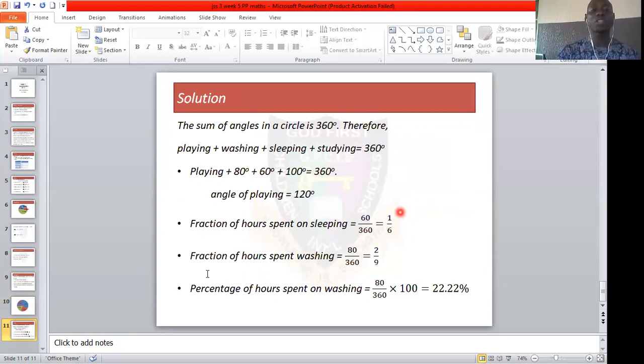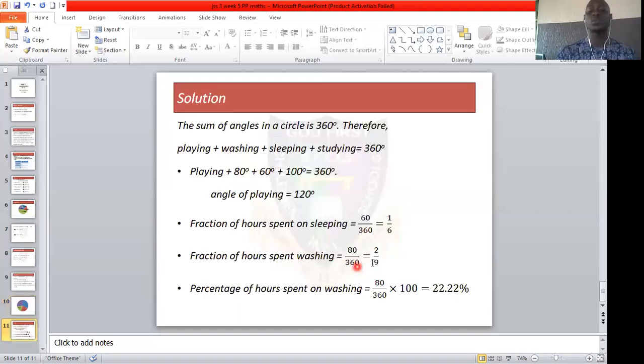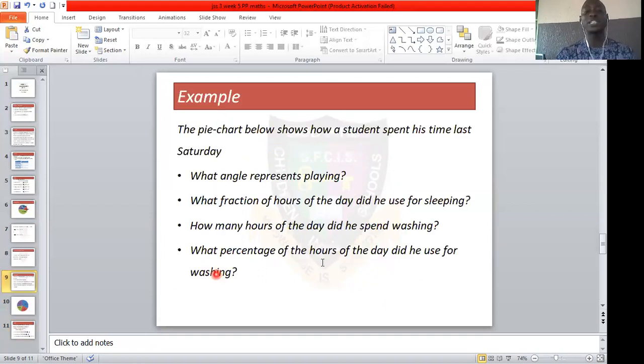So the fraction of hours spent washing: washing is 80 degrees over 360. That will give you the fraction of hours spent washing, 80 divided by 360, which is 2 over 9. That's the fraction. If you are given questions on fraction, you have to leave it in fraction. You don't come back to decimal. The last question states, what percentage of the hours of the day did you use washing?